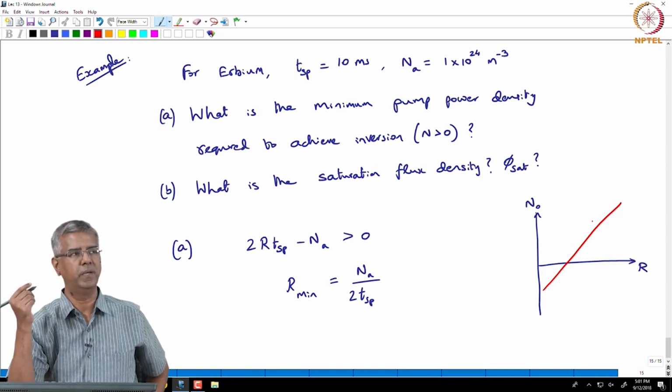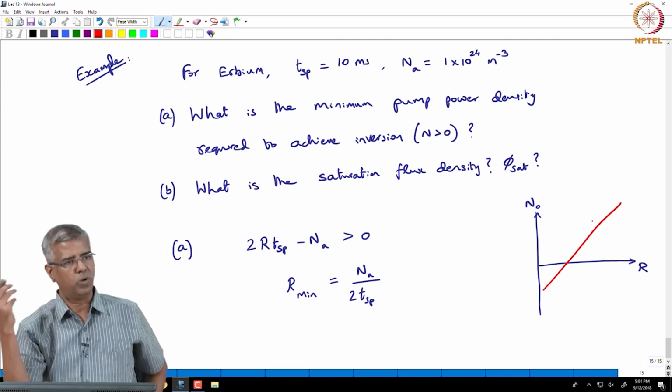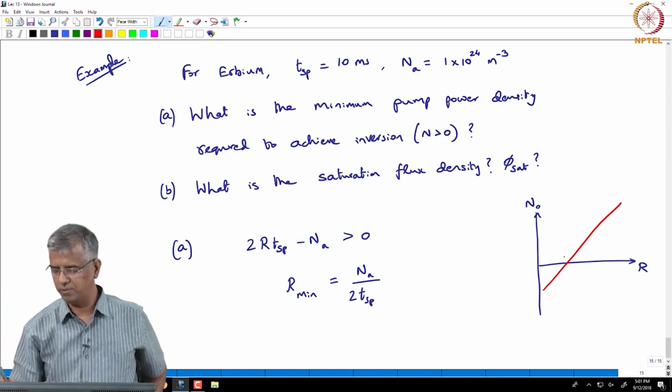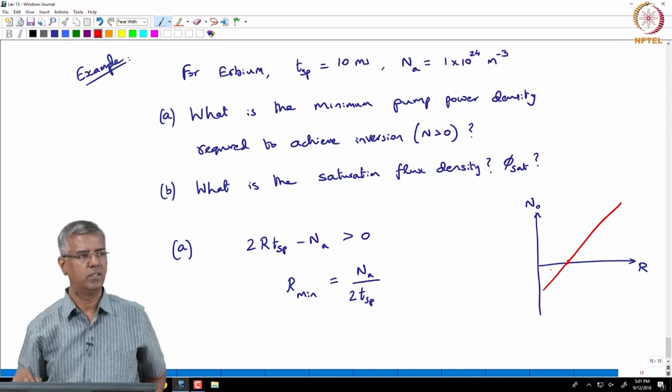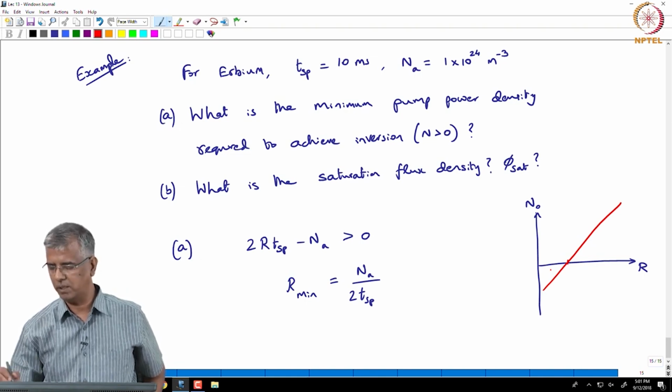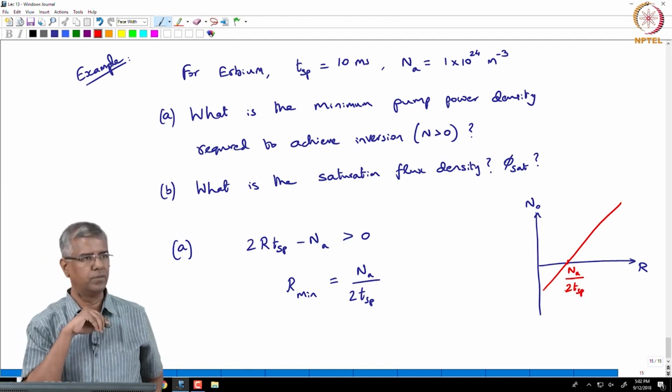What does negative inversion mean? More ions sitting in the ground state compared to the excited state, and then you get to a certain value of R where that inversion is equal to 0, which means there is an equal number of excited atoms to the ground state atoms, and that value is now given by Na over 2 times TSP, right.